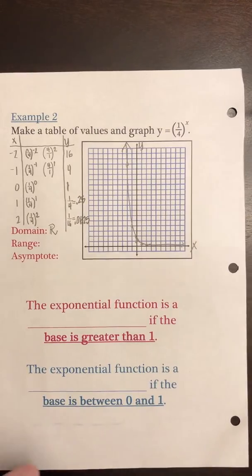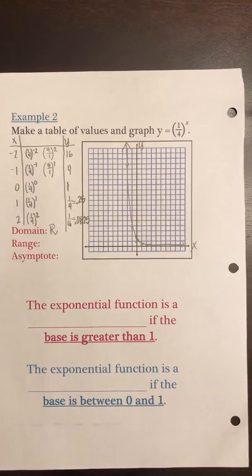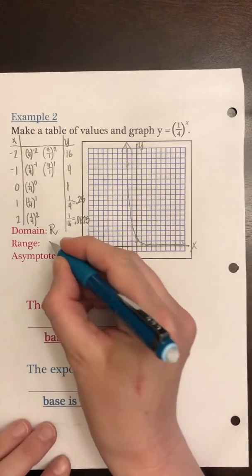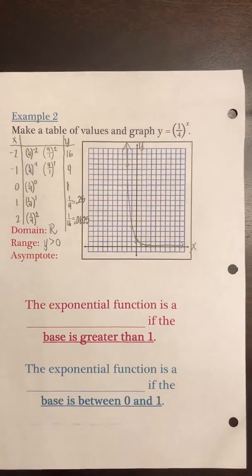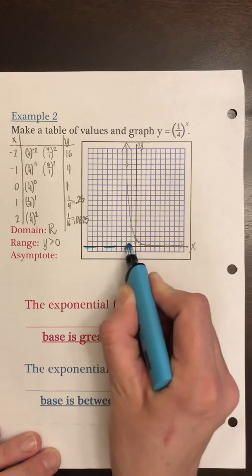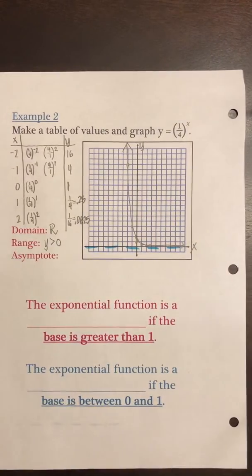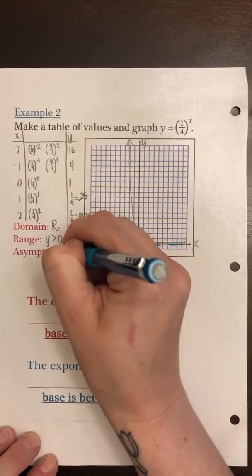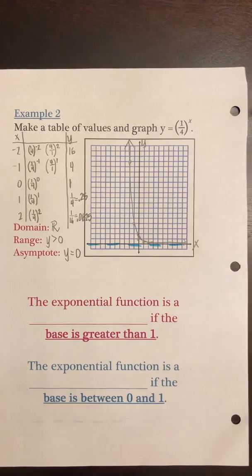Our range, if we look at our y values, both in our table and in our graph, we see nothing but positive y values. Everything is above the x-axis. So I'm going to say that my y values are greater than 0, which also lets me know what my asymptote is. And we just talked about asymptote. We said, what's your graph getting close to? It's going to be actually that same little dotted line that we just talked about in the last one. And that is the graph of the horizontal line y equals 0.